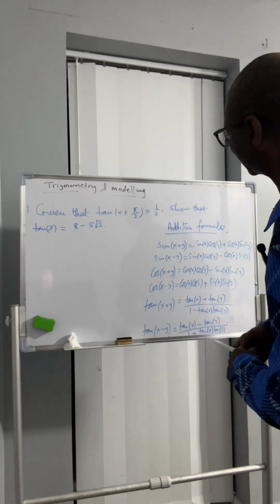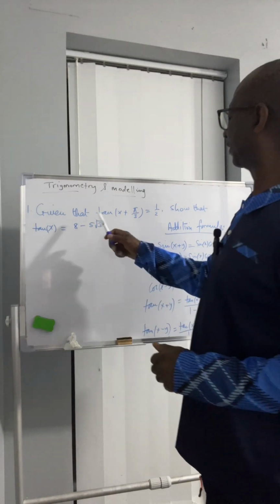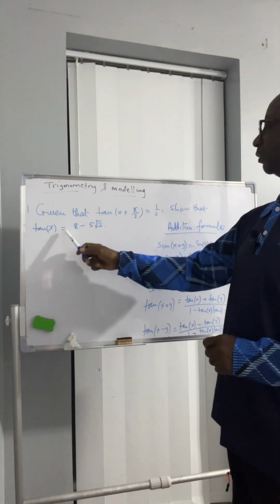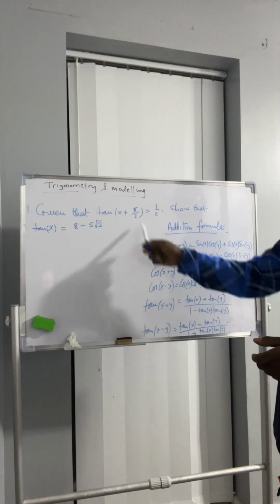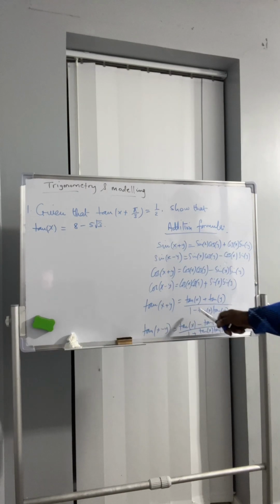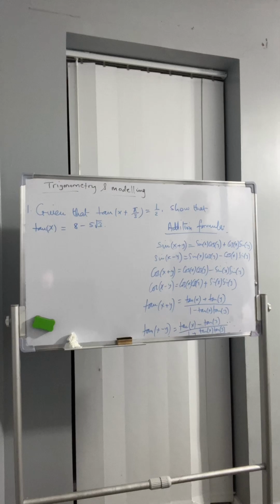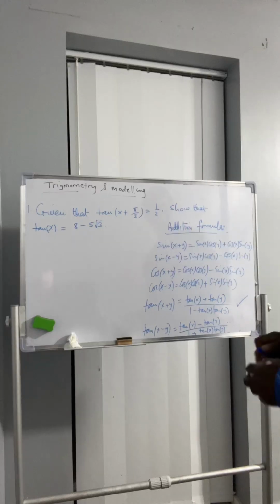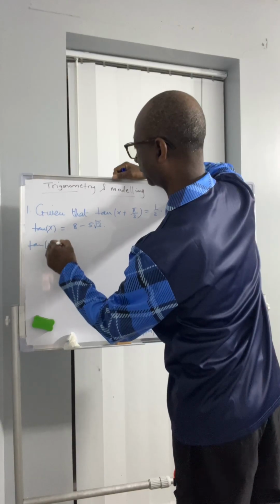So having said that, now let's look at the problem we have. The problem says, given that tan of x plus pi over 3 equals 1/2, show that tan x equals 8 minus 5 root 3. So which one of these addition formulas are we going to use? The one for tan of x plus y, which is tan of x plus tan of y divided by 1 minus tan x tan y. This corresponds to our question here. Now you'll have tan of x plus pi all over 3.